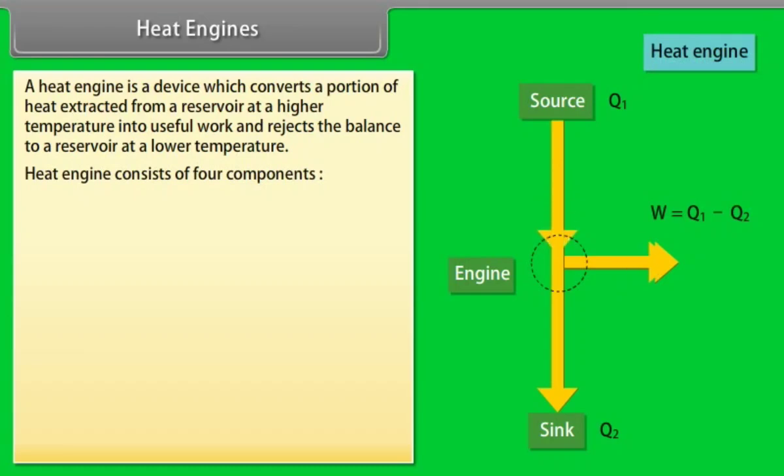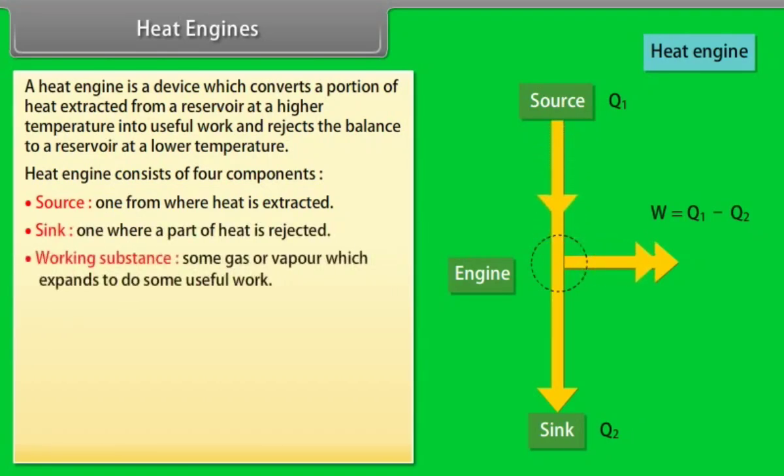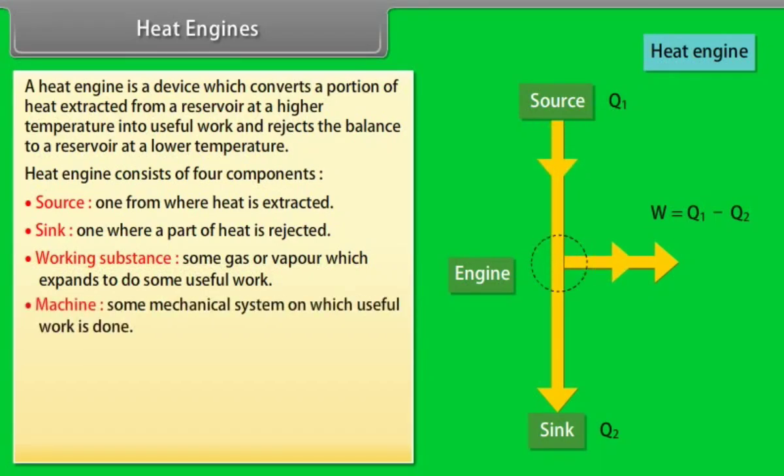Heat engines consist of four components. Source: one from where heat is extracted. Sink: one where a part of heat is rejected. Working substance: some gas or vapor which expands to do some useful work. Machine: a mechanical system on which useful work is done.